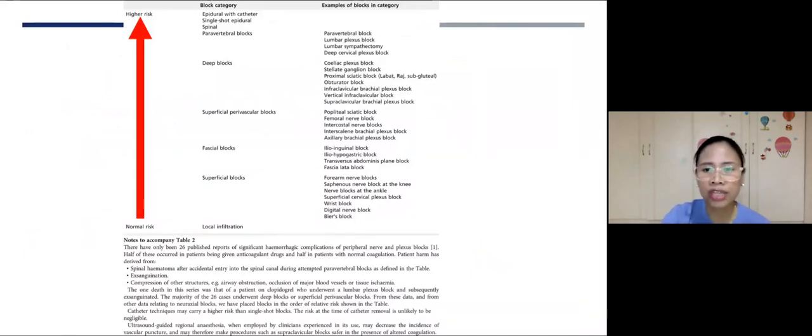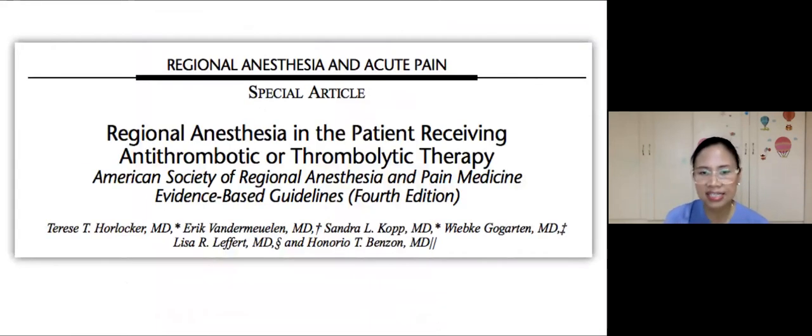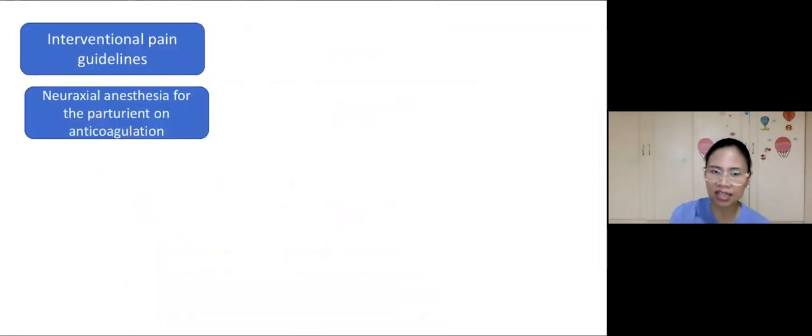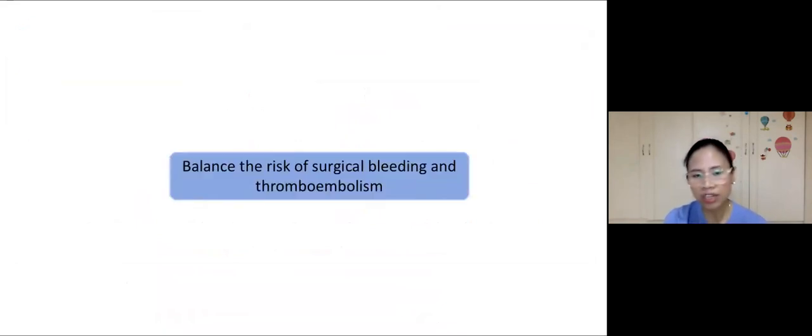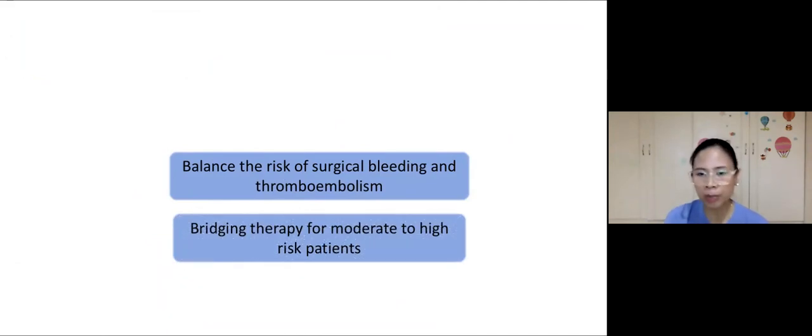In 2010, the ASA released the third installment of the guidelines on regional anesthesia and the patient receiving antithrombotic and thrombolytic therapy. In this update, we included interventional pain procedures as well as neuraxial anesthesia for the parturient, especially on anticoagulation. They wanted to stress that we have to balance the risk of surgical bleeding and thromboembolism. With this, bridging therapy is highly recommended. We cannot just stop anticoagulation, especially for moderate to high risk patients.